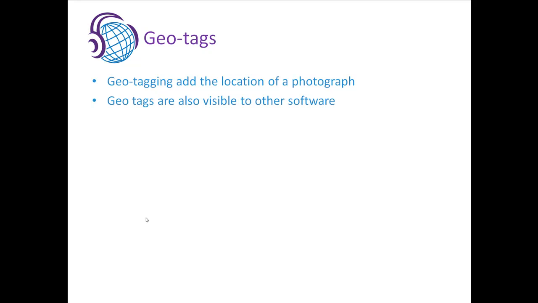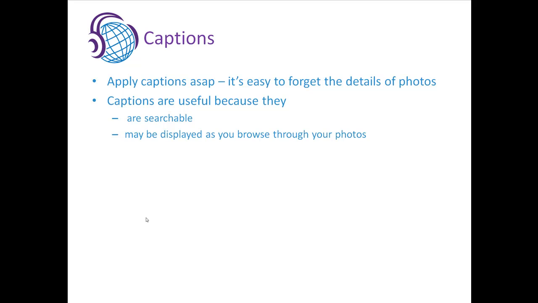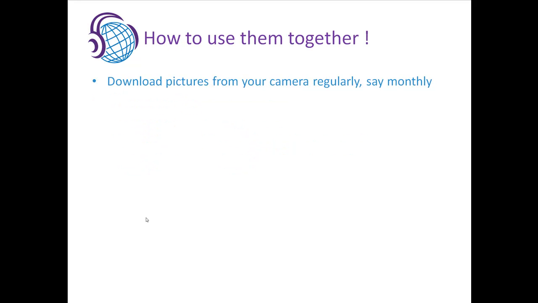Geotags add the location of a photograph, as it says, and can be seen by other software, and I'll show you how to do that in a moment. Captions: it's so easy to forget the details of the photographs, we should put them on straight away. They're useful because they're searchable. You can see them as you browse through your photographs, they can be printed with photographs, and are visible to other software. And if you ever want to publish things onto the net or onto Facebook, something like that, then those captions will go too.